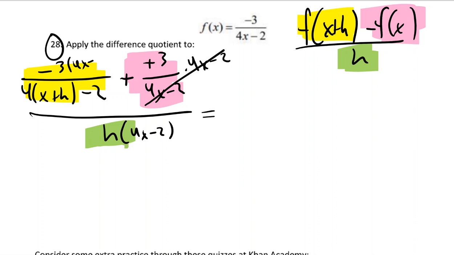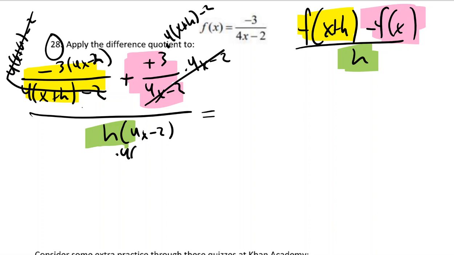Everything has to be multiplied by 4x minus 2 to keep it balanced. Then multiply this one by 4x plus h minus 2 to make that smaller denominator go away. But then this one gets multiplied by 4x plus h minus 2, and this gets multiplied by 4x plus h minus 2.